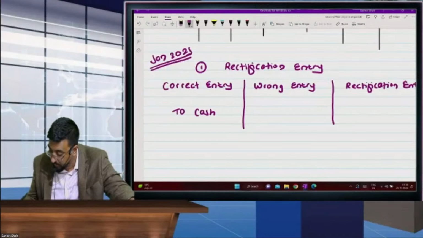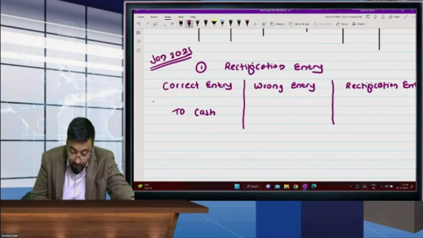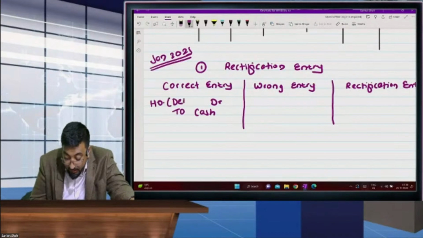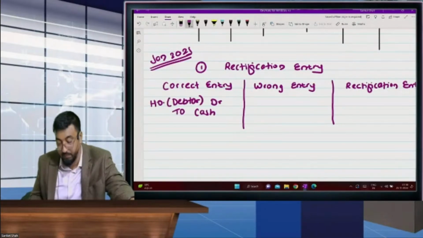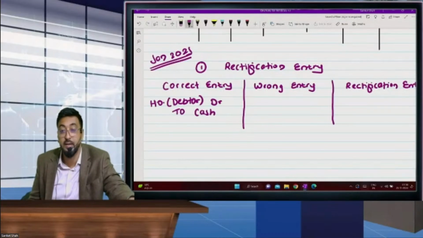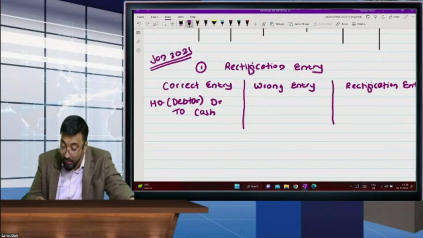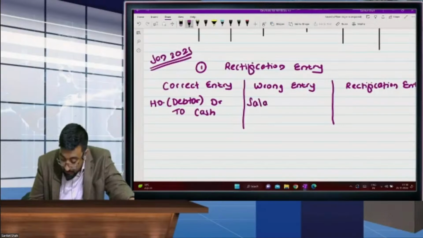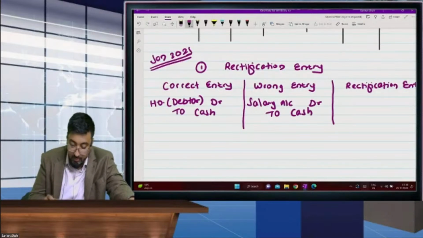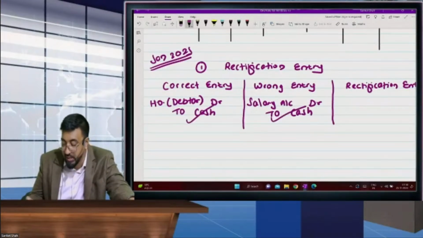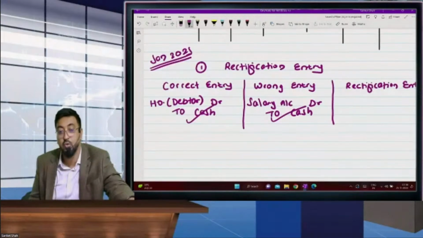And HO से ये पैसा हम लोग बाद में कलेक्ट करेंगे. So HO is a debtor. HO is our debtor. But wrongly we pass entry salary account debit to cash or bank. So बेटा कैश तो करेक्ट है. कैश को तो करेक्ट दिया. कैश में गलती नहीं हुआ. But we should debit HO.